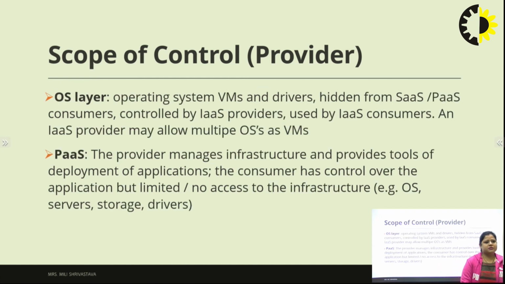Next is the operating system layer. What is the role of the operating system layer? Operating system, virtual machines and drivers are hidden from software as a service and platform as a service consumers, controlled by infrastructure as a service providers, and used by infrastructure as a service consumers. An IaaS provider may allow multiple operating systems as virtual machines. Whenever the virtual machine manager and virtual machine requirement are both installed directly in the operating system, we can call it the operating system layer.